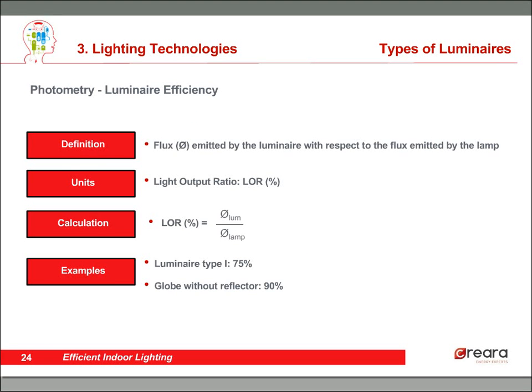About efficiency, as we said, we define luminaire efficiency as the ratio between the flux emitted by the luminaire and the flux emitted by the lamp. This is called light output ratio, LOR. The closer the LOR is to 1, the better. This means that the luminaire is more efficient. Usually, most luminaires have a LOR around 75, 80, 85%.